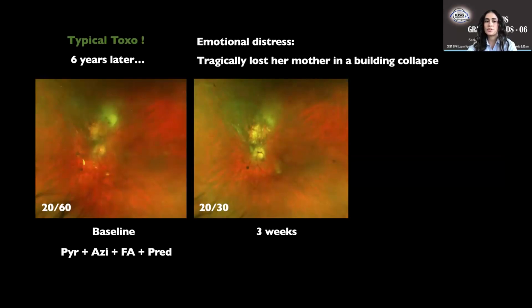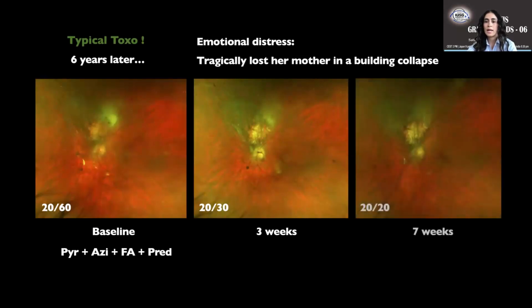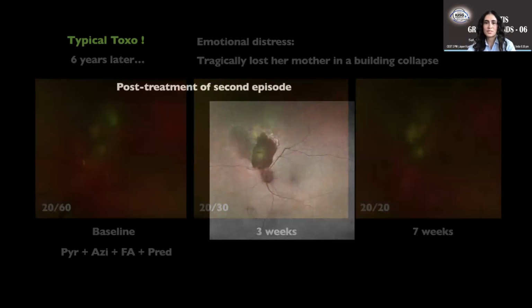3 weeks into the treatment, she was 20/30, so the vision was improving. And at the end of the treatment, she was 20/20, and as we are able to see, the lesion, the white patch satellite to the primary lesion, was improving. It completely improved. So we were more eager to say that it was typical toxoplasmosis at this time.